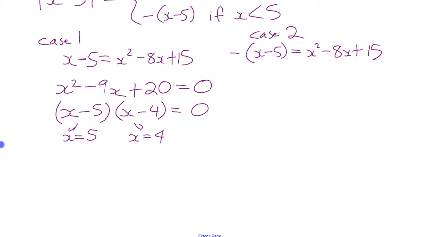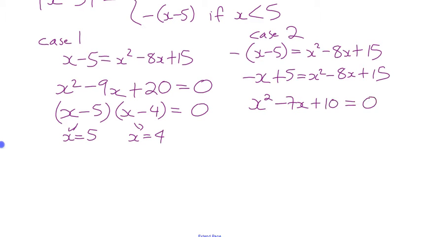Now on this one, I'm just going to distribute this negative through the brackets. I don't want to turn this side, because it's just too much work, but it's your choice. Negative x plus 5 is x squared minus 8x plus 15. This time I'm going to add x to both sides, so I'll get the x squared, minus 7x, and I'm going to subtract 5, which will give me plus 10, and that's equal to 0.